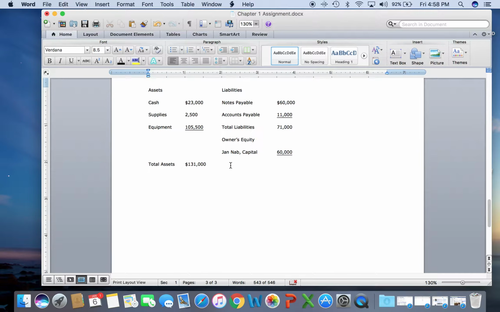And the final part here, take your total liabilities and owner's equity. Again, we add those two amounts together. That'll give you, as we can see here, 131,000. Remember, total assets always have to equal total liabilities plus owner's equity on the balance sheet. There's absolutely no exceptions. Okay.